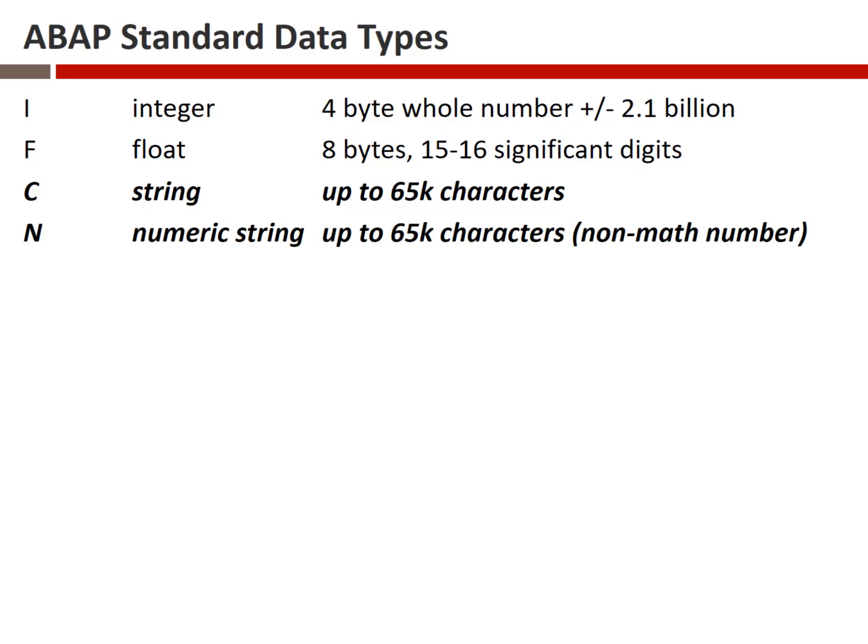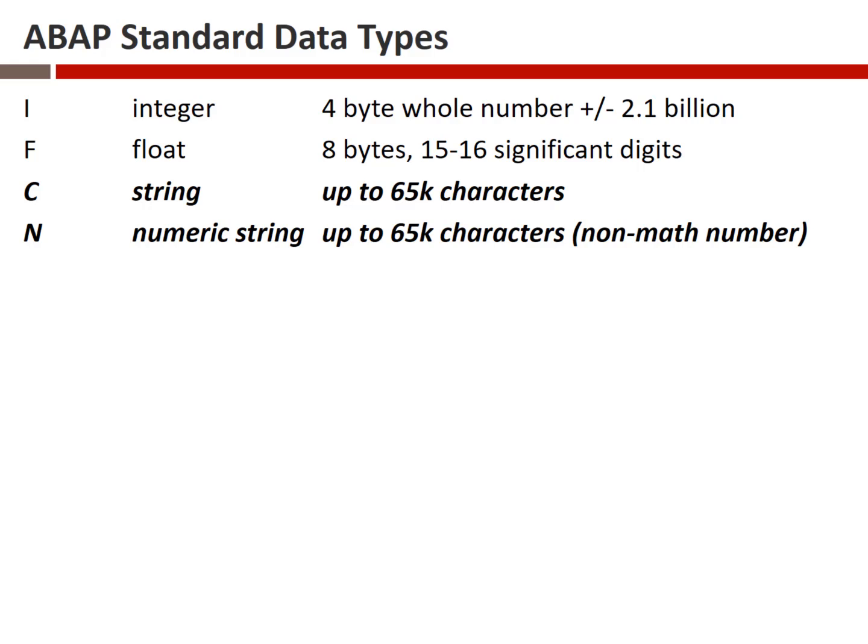N is a numeric string. Once again, this can be up to 65,000 characters. And the idea behind a numeric string is this is going to be a sequence of numbers. It has to be numbers. It can't be alphabetic characters. But it's going to be stored like a string in that we can't do math on the numbers. So what would be an example of something that we might work with in our programs that would be a numeric string?